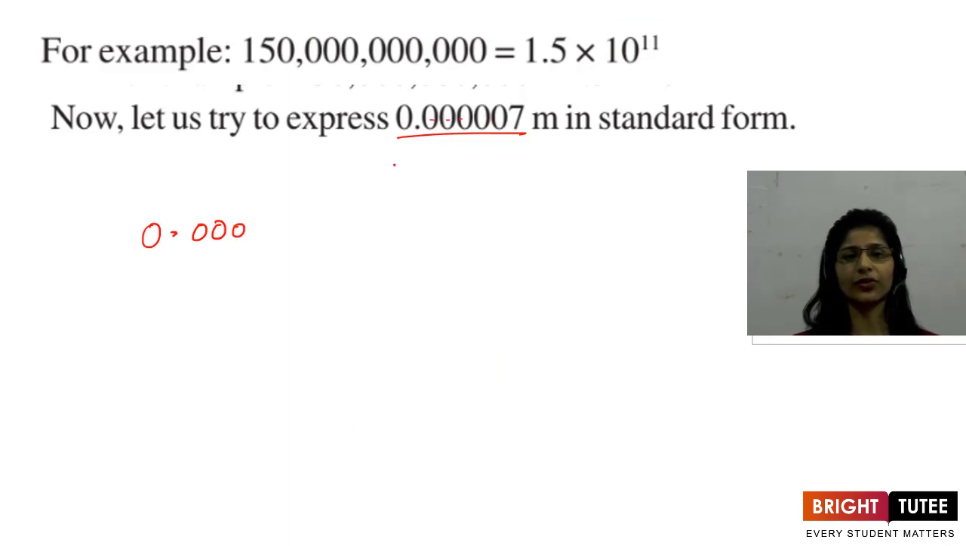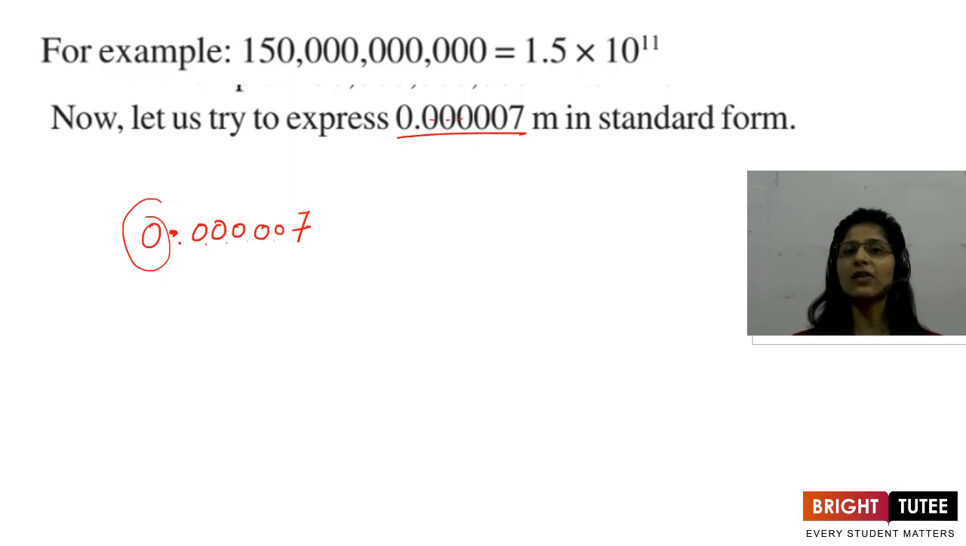1, 2, 3, 4, 5, 007. This we have to express in standard form. Now we know that this is the decimal here. We cannot express it in standard form because this is not the standard form, because here is 0. 0 cannot be at the place. So we can't have the point here, right?